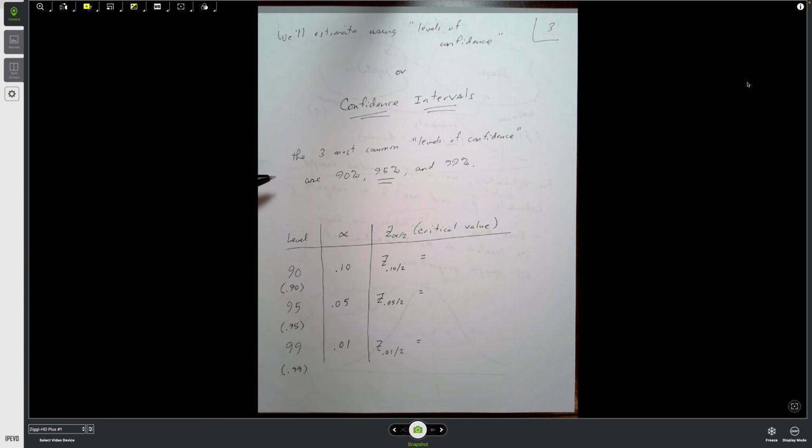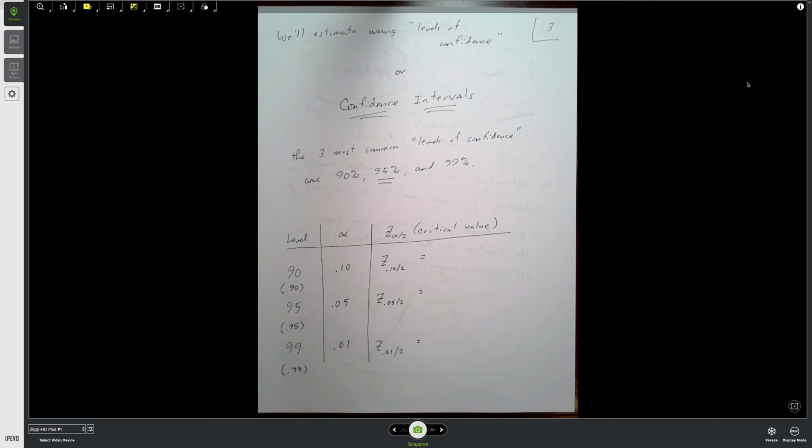I do a lot of work with research. I read a lot of research. I have never seen a confidence interval other than one of these three reported. In fact, the go-to is always just about 95%, right?